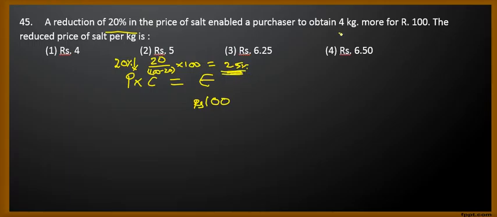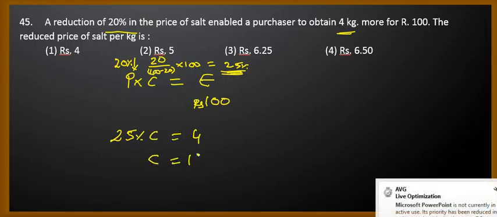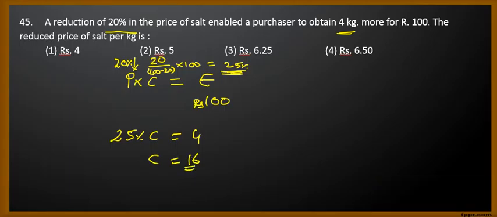25%. But according to the question, it is given as 4 kg. So 25% of consumption is equal to 4. So C is equal to how much? 16. So the initial consumption is 16. Now what is the question asking? The reduced price of the salt per kg.